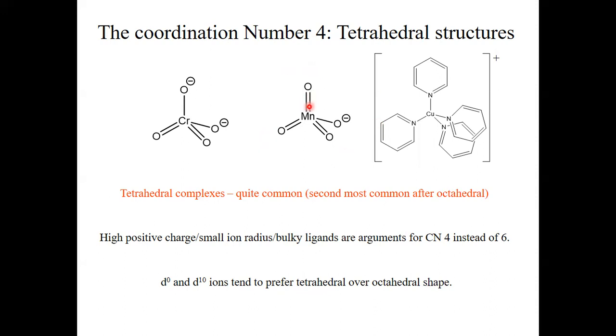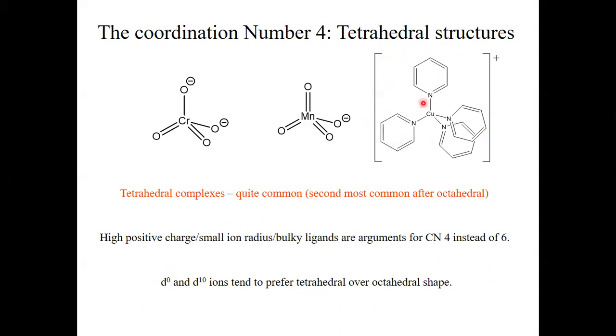The second example is the permanganate anion. So we see here that we have manganese in the oxidation state +7, and the manganese 7+ ion is a very small ion, because it has such a high positive charge, explaining why it likes the tetrahedral coordination over the octahedral coordination. And if we look at the number of electrons, we see again that we have a d0 ion here.